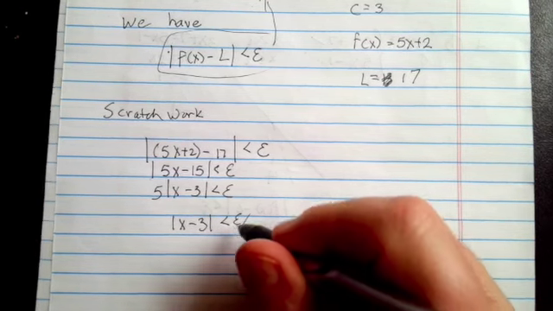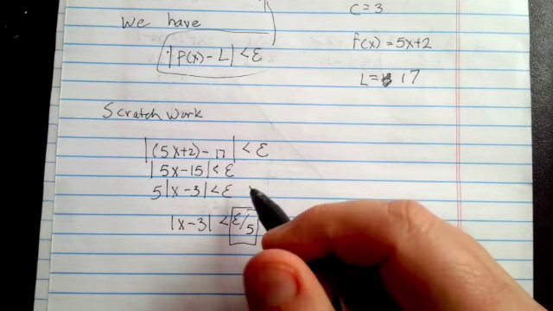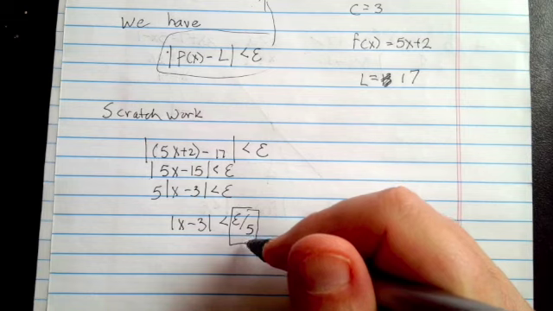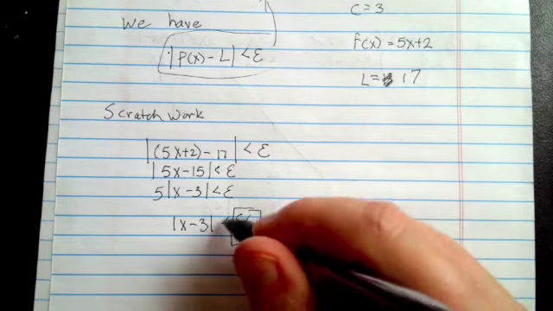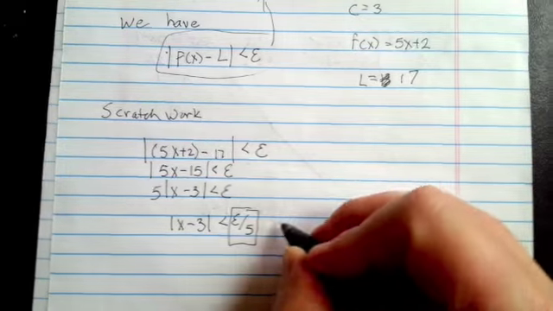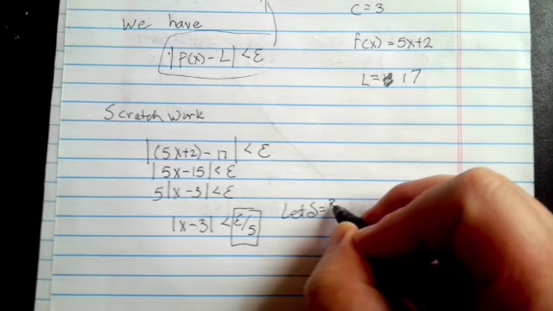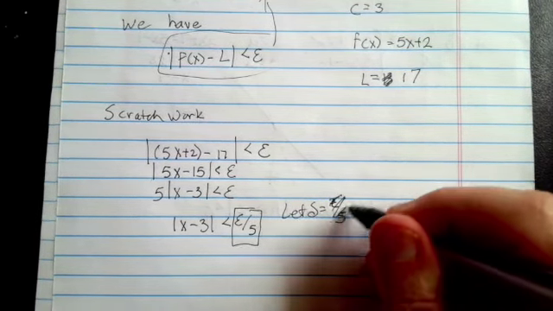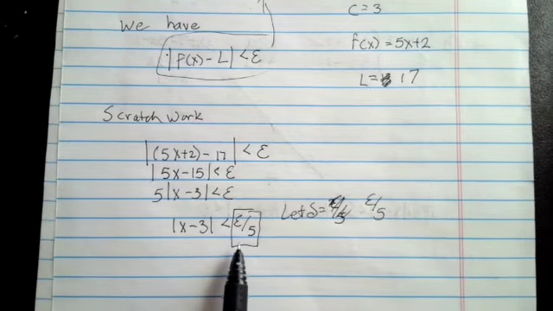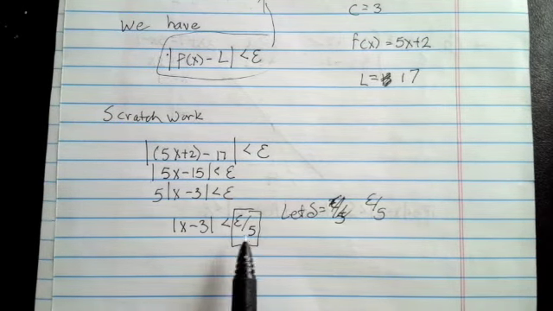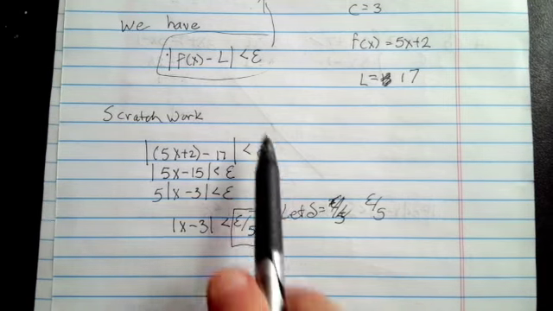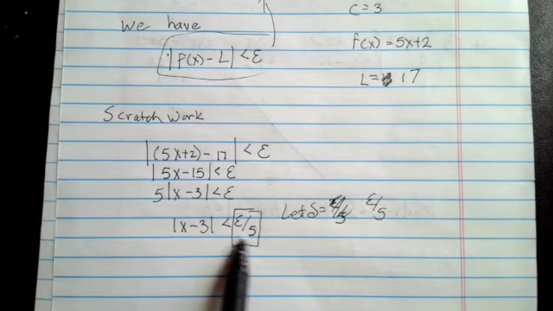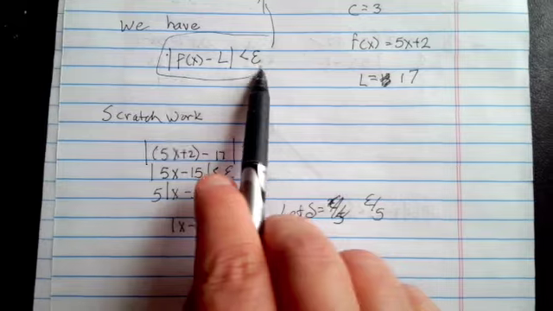So we divide each side by 5. And so we have finished with the scratch work. What we've got to do is, for any imaginable epsilon, we have to find a delta that, quote, works, unquote. Well, this is how you find the delta. You let delta be epsilon over 5. Then if x is within this distance of 3, f of x, or y, will be within epsilon of 17. So if we make x that close to 3, y will be that close to 17.